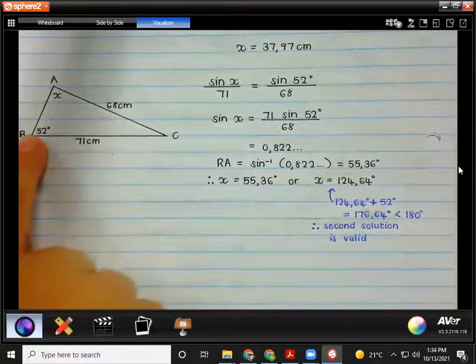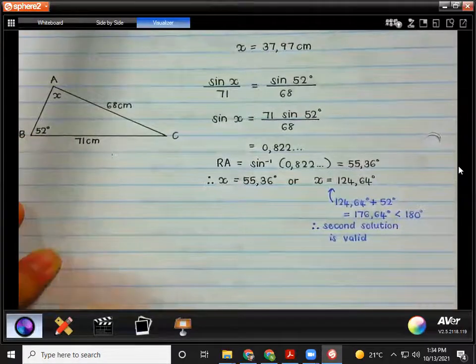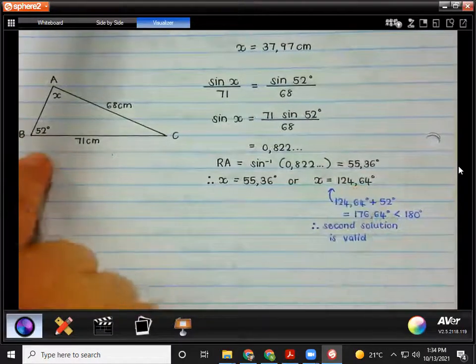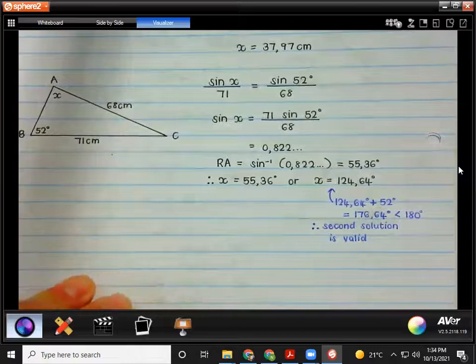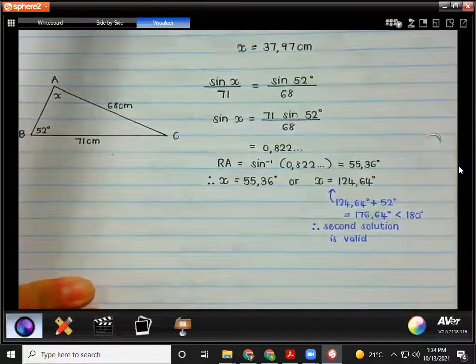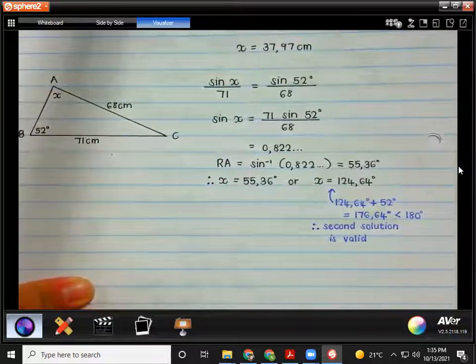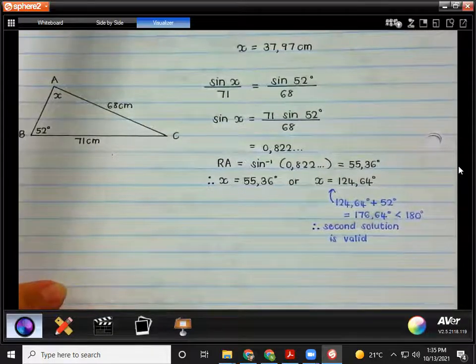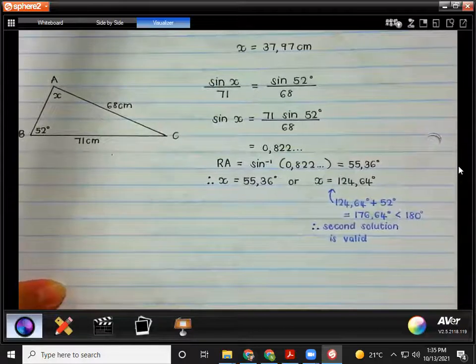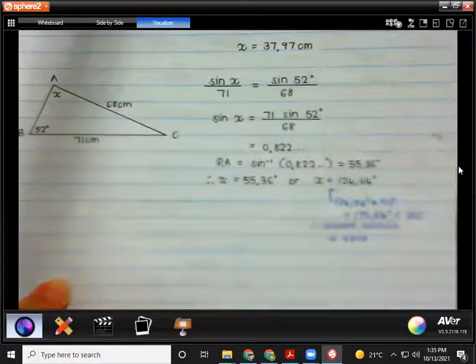All right, but if this was like 60 degrees, so if I added the 124.64 plus 60, and it was more than 180, then we know that the second solution would not be valid, so we wouldn't write that down. But guys, you can write it down and then draw a line through the equal symbol and say invalid. So that will actually force you to remember to check for that one. Okay, but are we understanding that concept of the second solution?